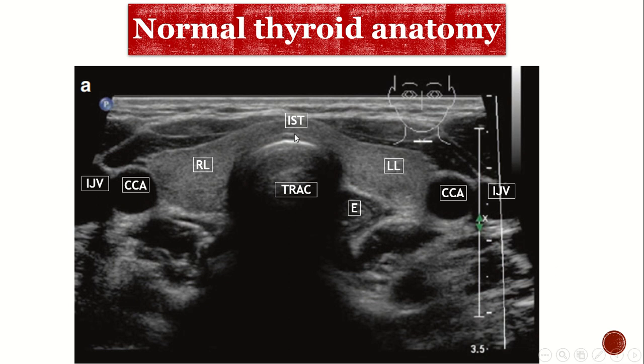Just posterior to the isthmus we see the trachea, and also just posterior to the left lobe we see the esophagus, and laterally we see the common carotid artery and the internal jugular vein. Also we should know that this is the longus colli muscle, and more important, there are the strap muscles: sternocleidomastoid, sternohyoid muscle, and sternothyroid muscle.